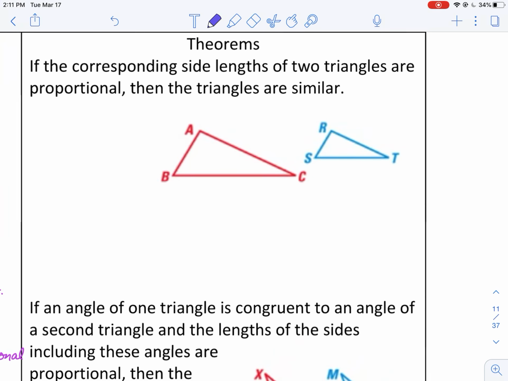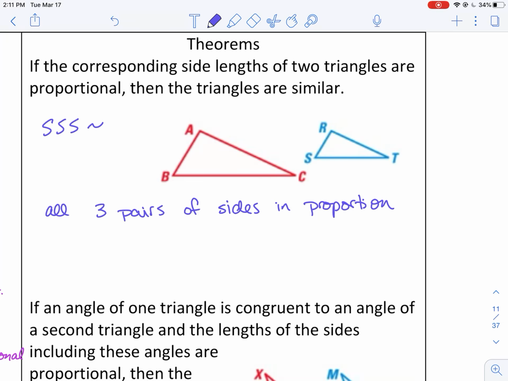Our first one says if the corresponding side lengths of two triangles are proportional, then the triangles are similar. So this is going to be our side, side, side similarity theorem, which tells us that if all three pairs of sides are in proportion, that implies that the triangles are similar. We can abbreviate this using side, side, side similarity.